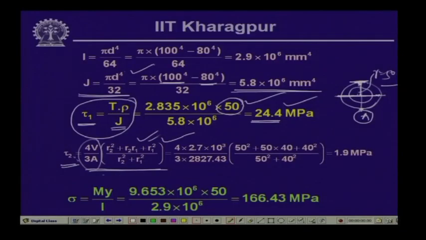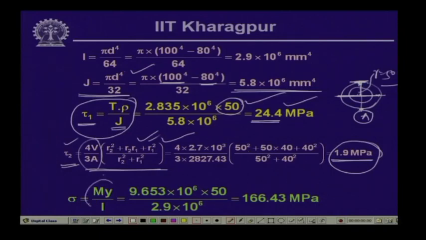The maximum shear stress we obtained at that cross section was 4/3 of the shear force divided by the cross sectional area, and when it is a tubular section, it gets modified in terms of those radii, and this is the expression for evaluating the shear stress. So, the shear stress we get from the shear force is 1.9 megapascal.